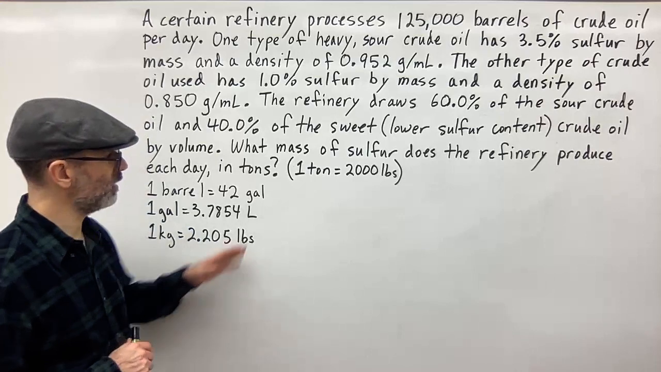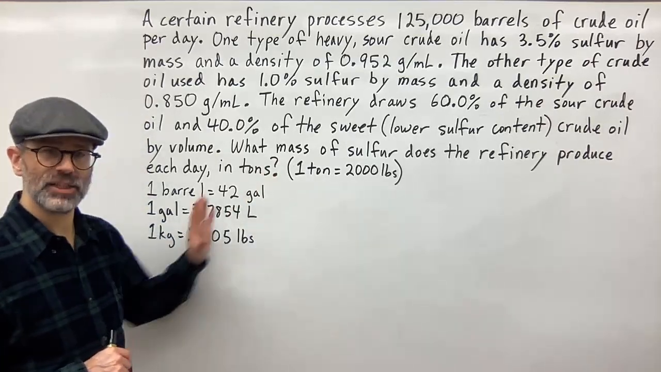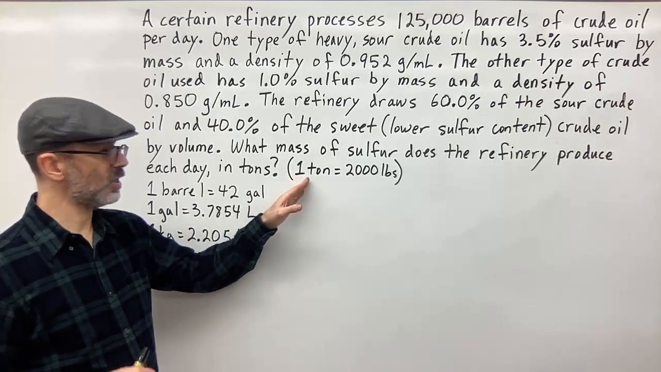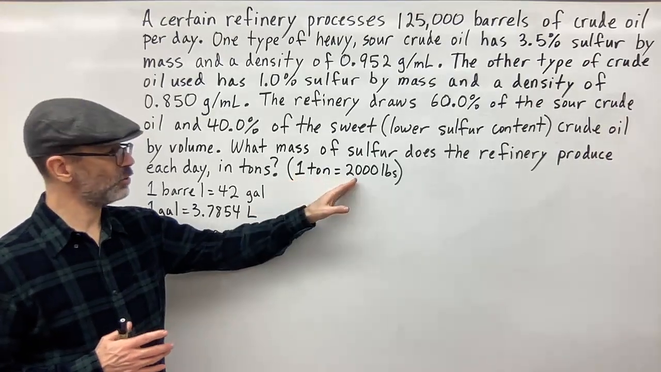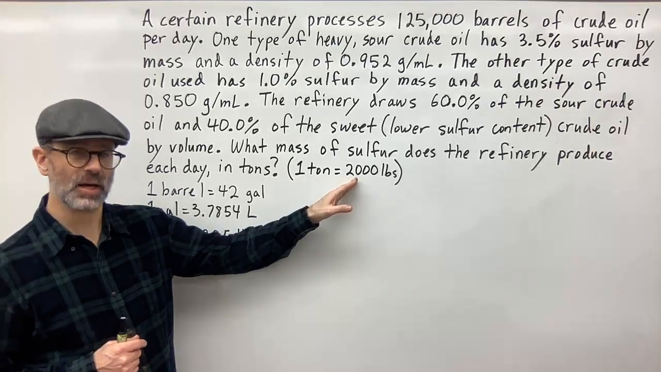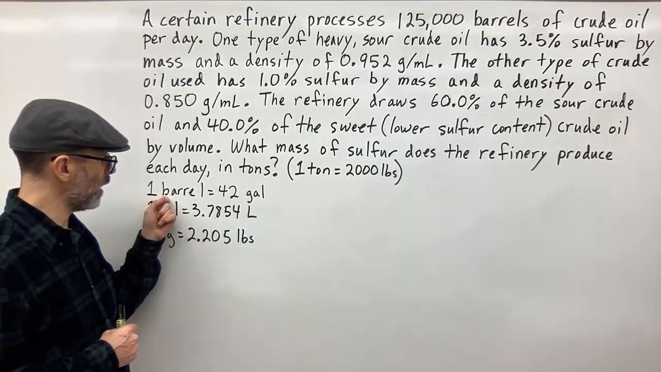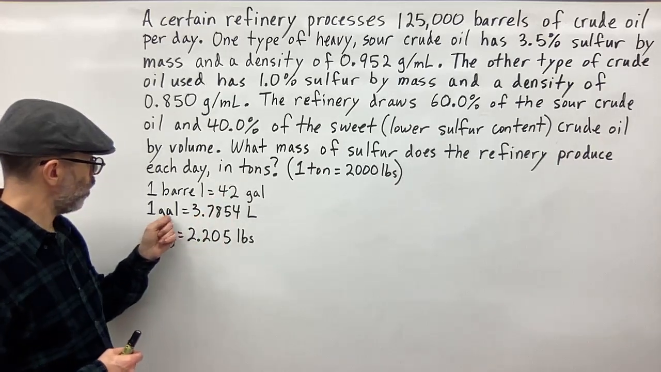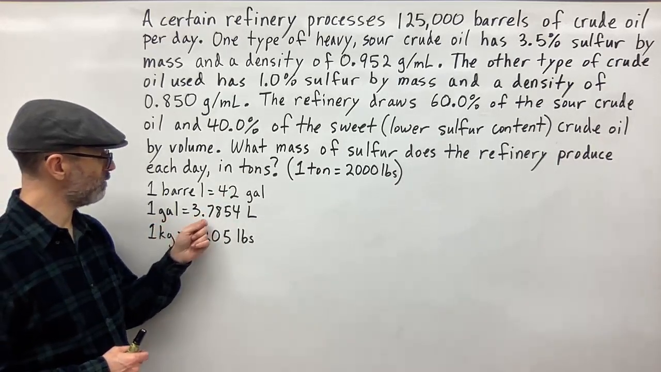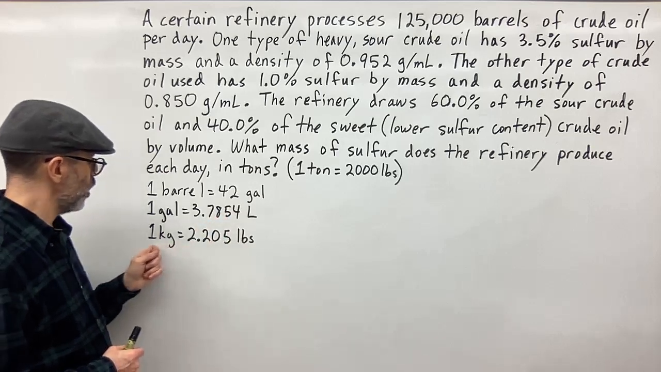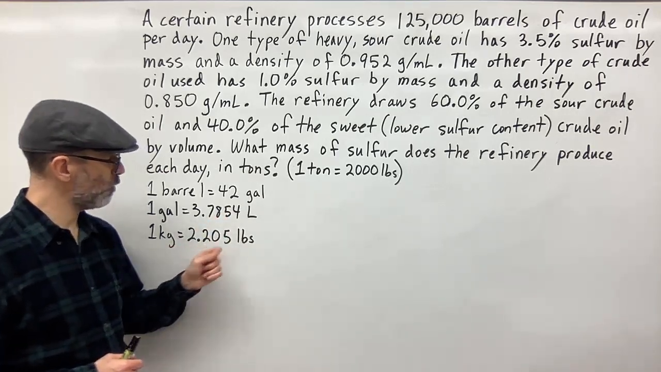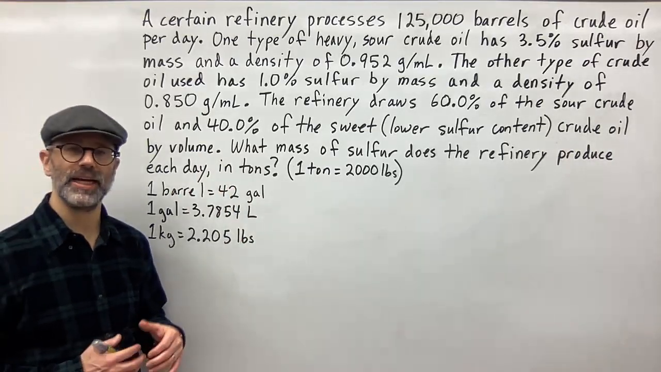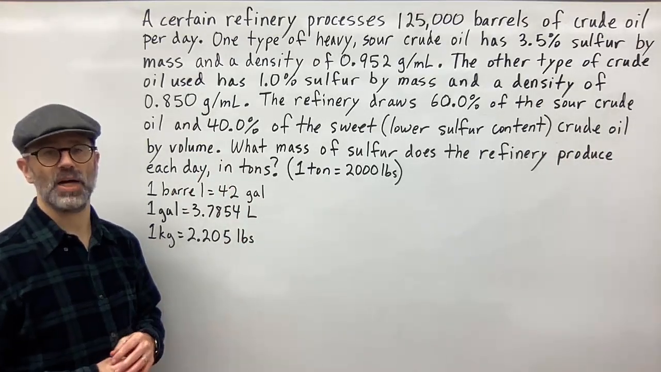And so we're given a few relationships, a few equalities that we can use as conversion factors. 1 ton, this is an English ton, is equal to exactly 2,000 pounds. 1 barrel is exactly equal to 42 gallons. 1 gallon is 3.7854 liters. 1 kilogram is 2.205 pounds. So this is all going to be very useful in helping us find the number of tons.